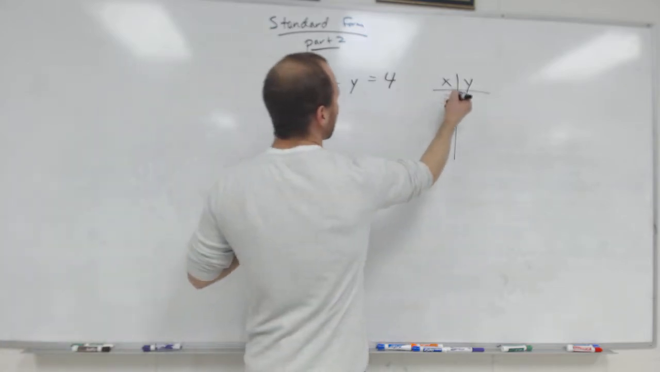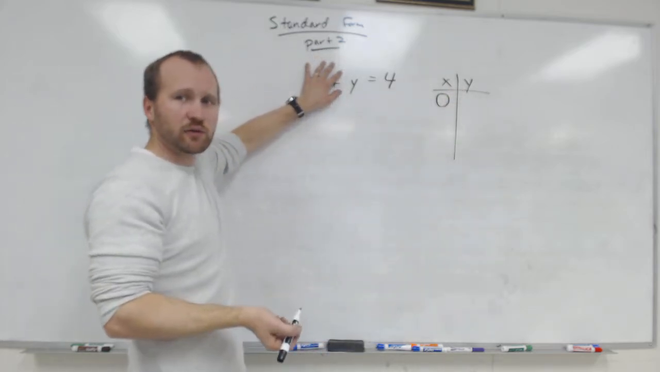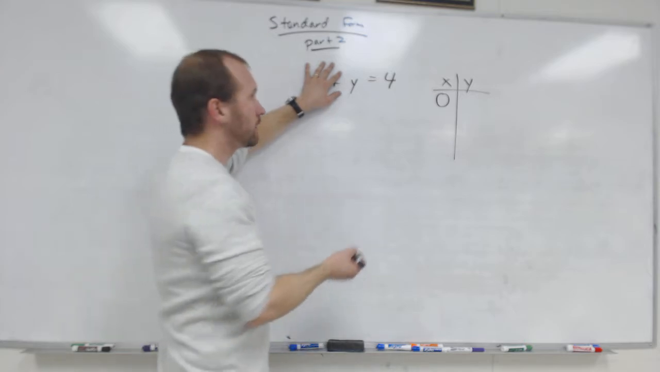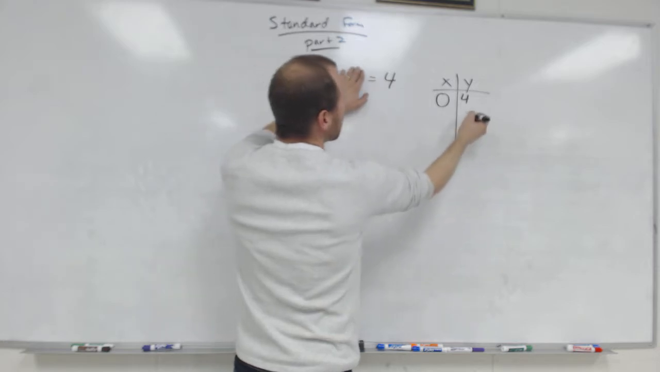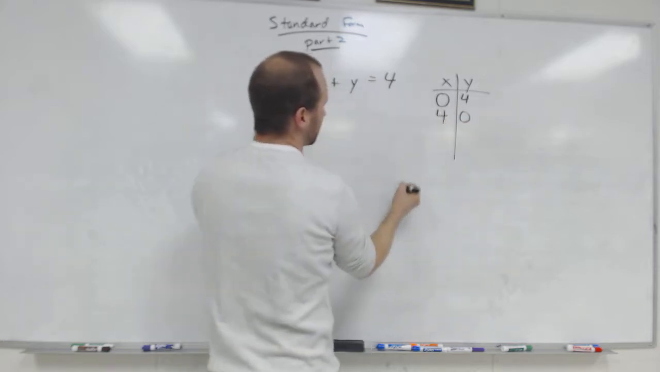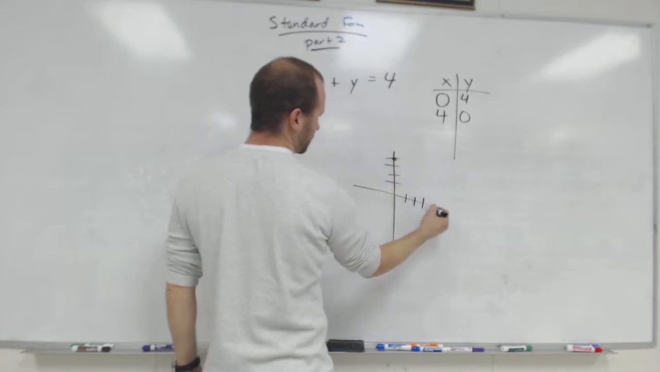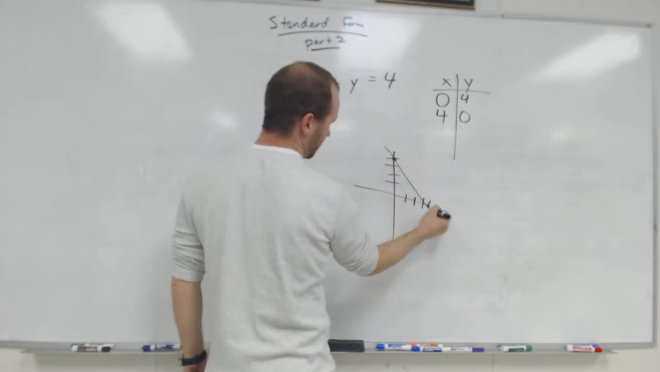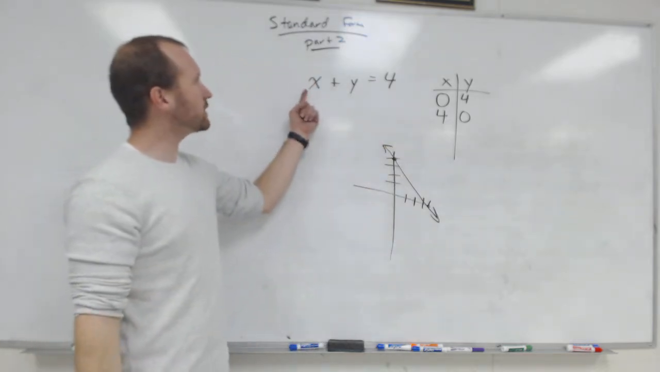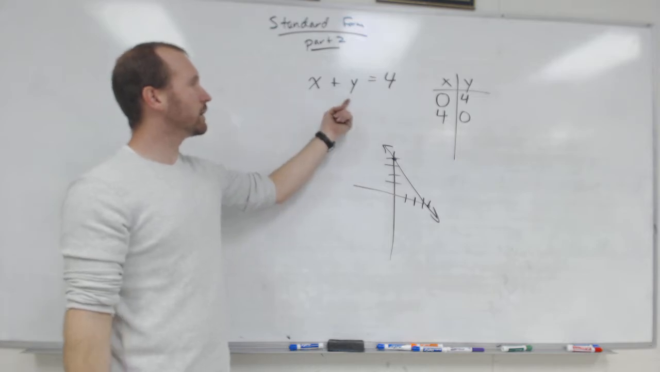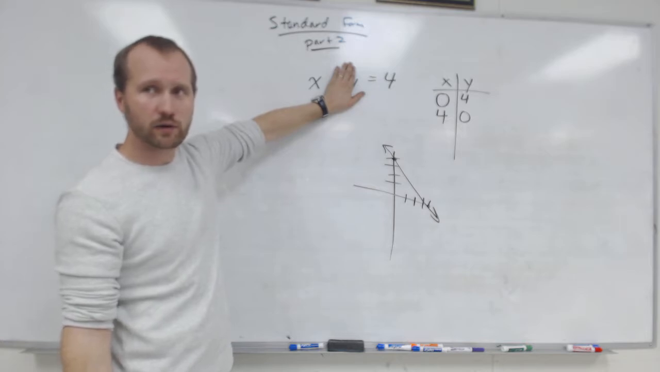So if x is 0, what would y be? 4. It's actually really simple in a way, right? Because we're just dividing by 1. If y is 0, x would be 4. Connect them with a line. So if there's no number in front of the x or y, we just immediately have our answer. y equals 4, x equals 4.